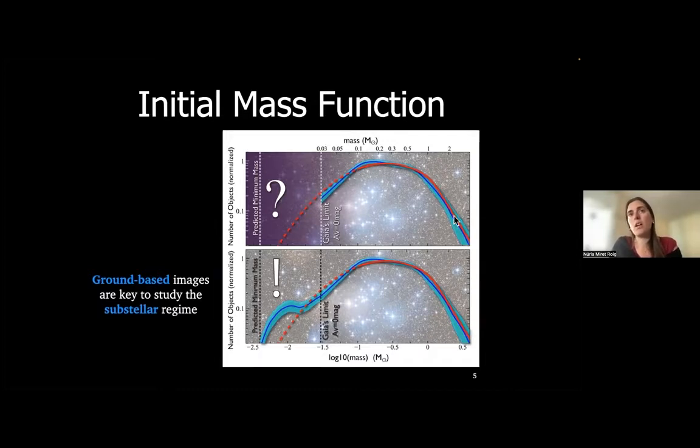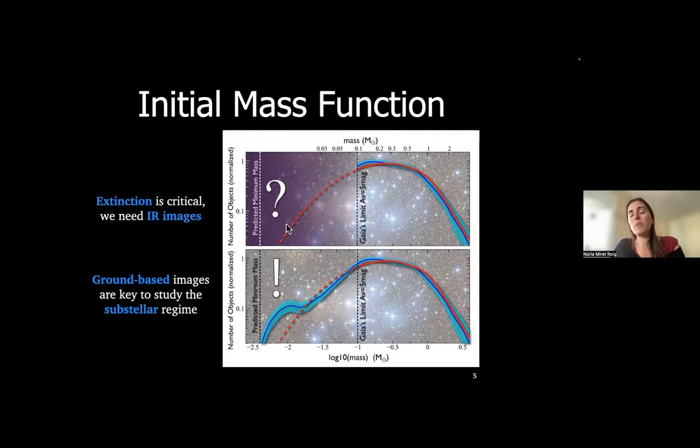this stellar mass function. However, the majority of substellar objects escape from the Gaia detection limit, and then we need ground-based images to detect these substellar objects. This is especially true in star-forming regions where the objects are still embedded in the parent molecular cloud, and then the high levels of extinction make those objects undetectable by Gaia, which operates in the optical.